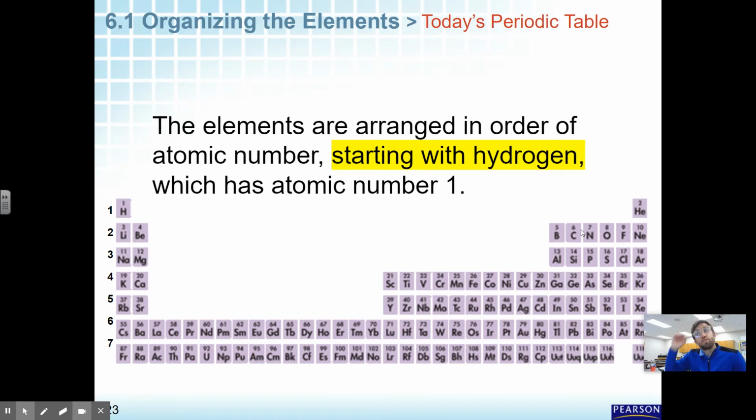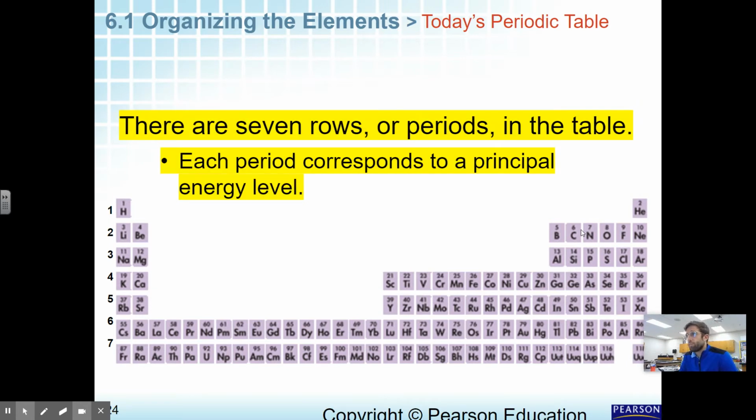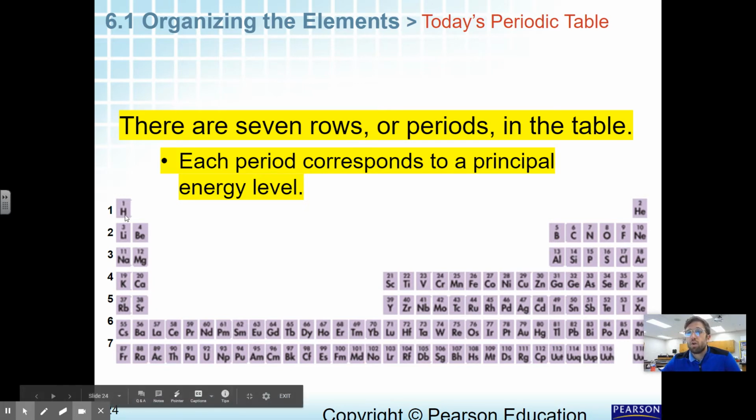Okay. So the elements are arranged in order of atomic number, which starts with hydrogen, which has the atomic number of 1. Okay, so we've already mentioned this, but there are 7 rows or periods in the periodic table, and each period corresponds to a principal energy level, which is a value for n. So n equals 1, n equals 2, 3, 4, 5, 6, and 7 right there.